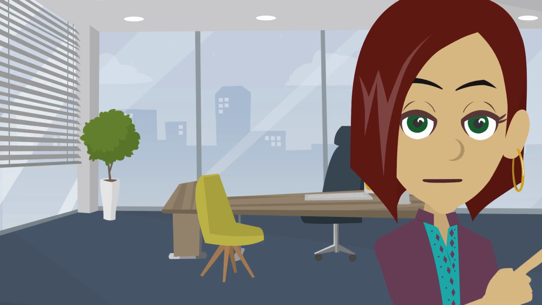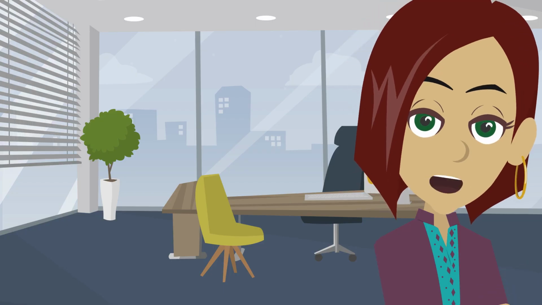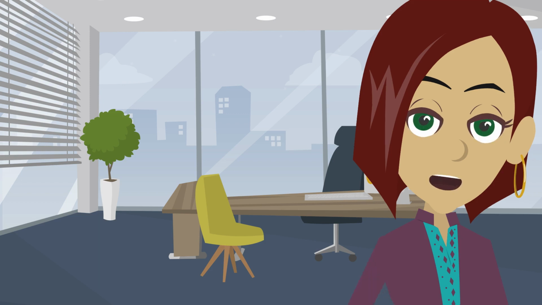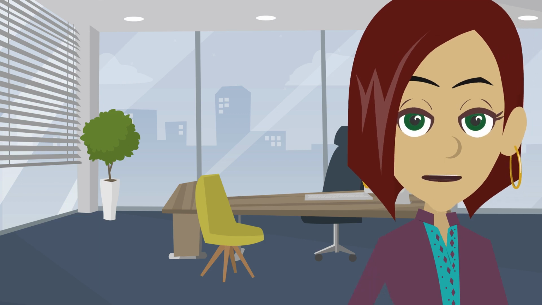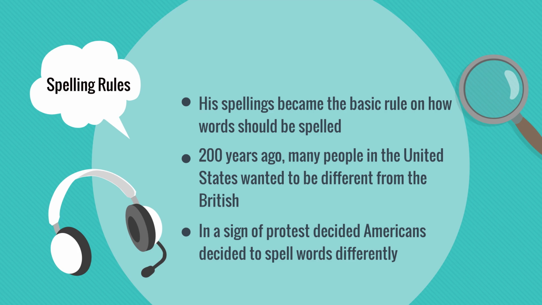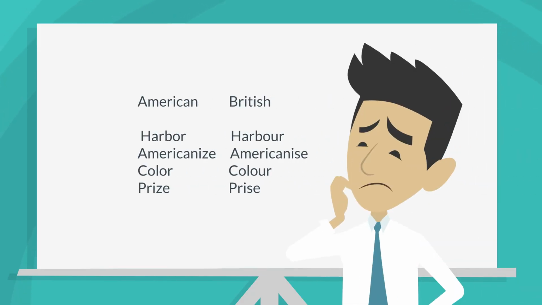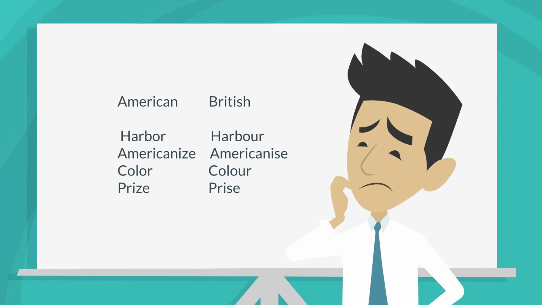Since many words were spelled the way they sounded, it caused mass confusion until one day a man decided to write a dictionary. Because of his dictionary, his spellings became the basic rule on how words should be spelled. However, 200 years ago, many people in the United States wanted to be different from the British and in a sign of protest decided to spell words differently. This has caused some animosity between British speakers of English to their American counterparts.